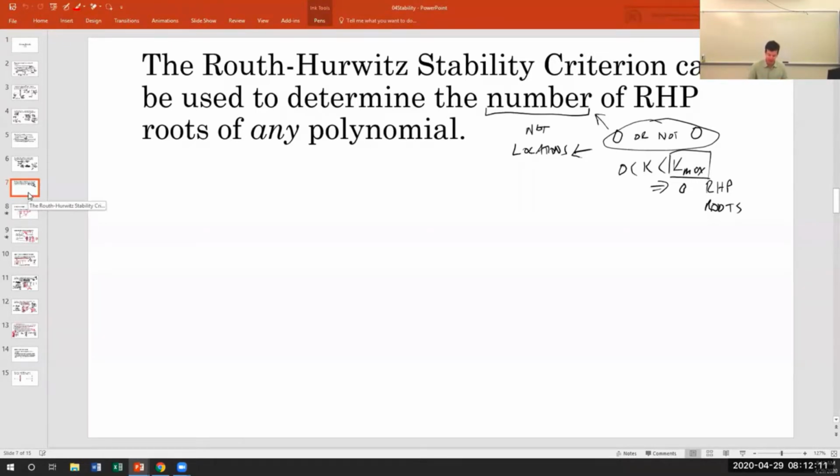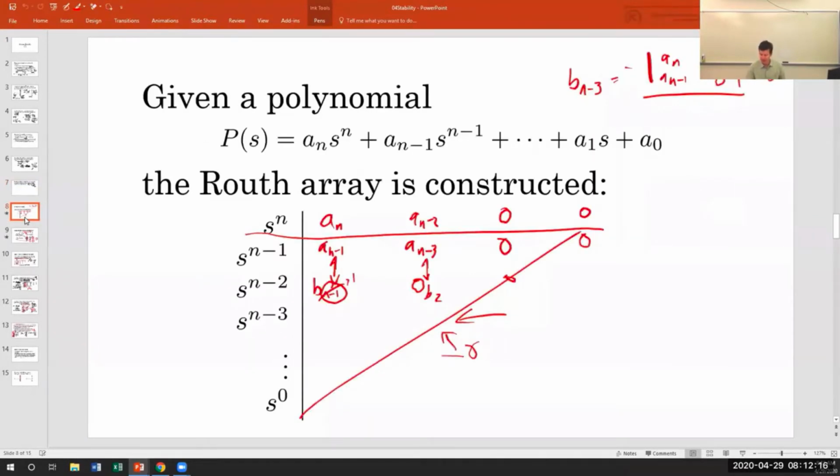It is an algorithm that you can use to create an array. The array you can apply the test to, and the test will not tell you exactly where the roots of the polynomial are. It will tell you, are there any in the right half plane? Okay, so that was the last 2 hours summarized in 20 seconds.